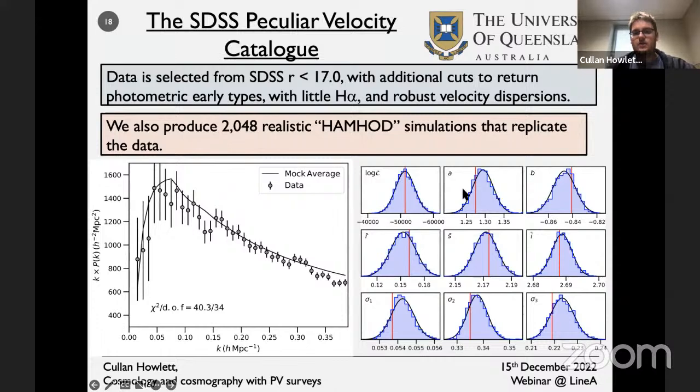And they're also designed such that if you fit each of these 2048 simulations with the fundamental plane model that we're using on the data, you can plot these distributions of those fundamental plane parameters. So these are all the parameters of the model for that plane in the fundamental plane space. And you find that the data, which is the red line, is well represented by the distribution that you find from those simulations as well. And so the simulations are really useful because we can then use them to basically quantify every single aspect of our analysis pipeline.